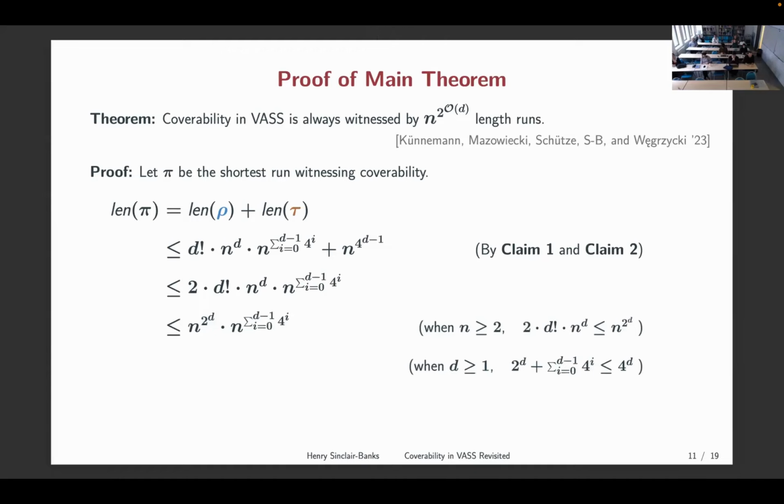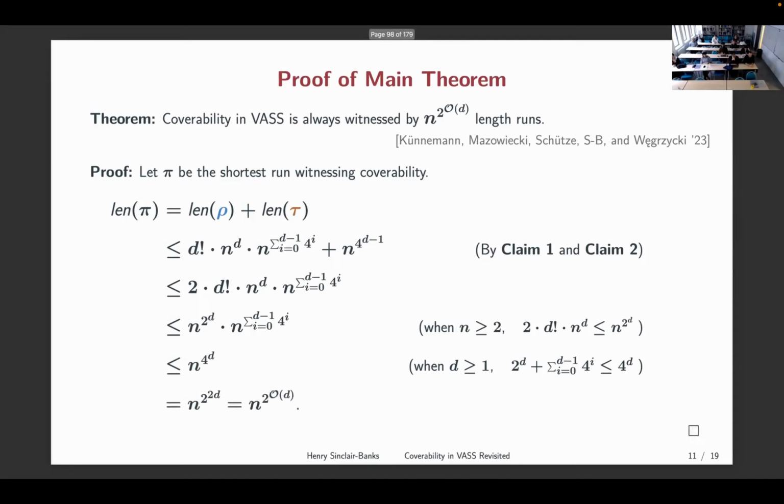Notice that if you sum the powers of 4, from 4 to the 0 plus 4 to the 1, all the way up to 4 to the d minus 1, and then you add 2 to the d, well, that 2 to the d that you added in there basically makes no difference. This is definitely less than or equal to 4 to the d. This inequality holds if you replace 4 with anything like 2 plus epsilon. This will hold. And so we can substitute that in and we're done, right?